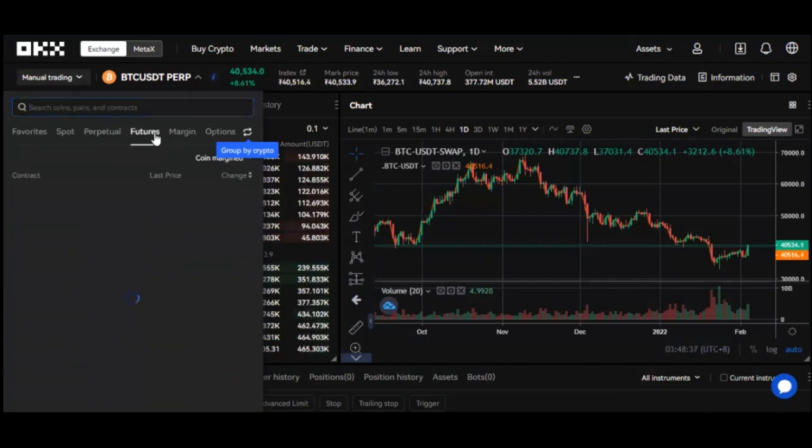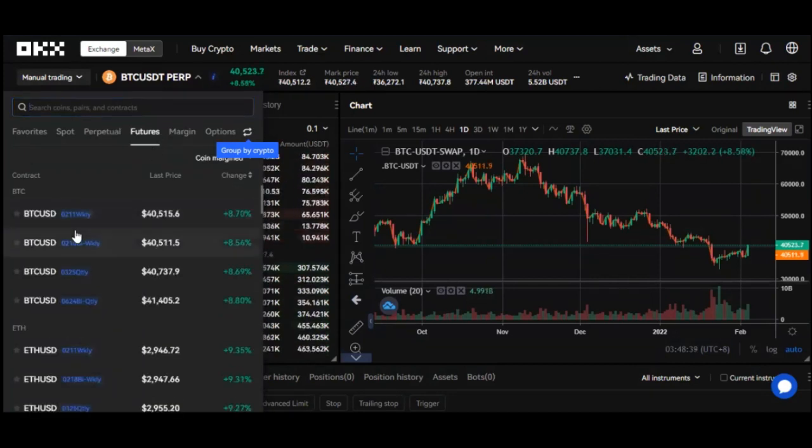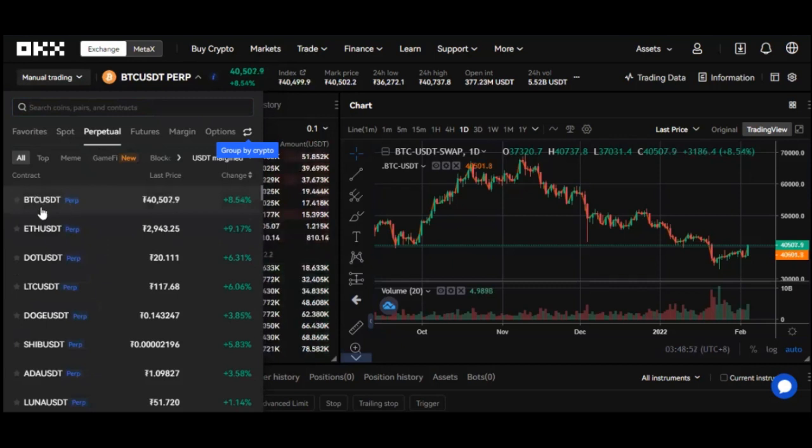Futures has an expiring date. If you are trading futures and you don't close your trade before the expiring date, it means that when the expiring date reaches, the contract will automatically be closed, whether it is in your favor or not. Okay. So I always trade perpetual. So I go ahead and select BTC USDT perpetual.